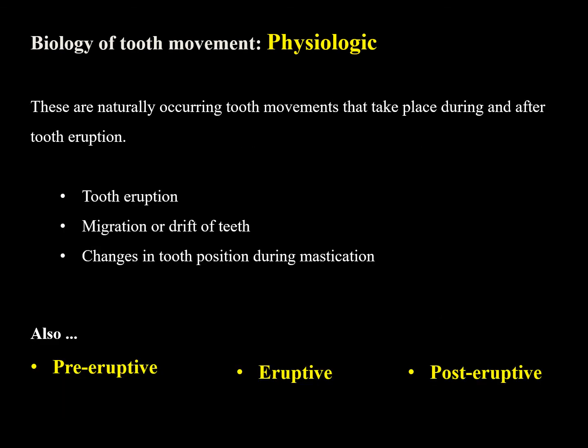Now coming to physiologic tooth movement, these are naturally occurring tooth movements that take place during and after tooth eruption. During tooth eruption, there are pre-eruptive, eruptive, and post-eruptive stages. Also, the movement you see in any kind of migration or drift of teeth, and also the kind of movement you see when changes in the tooth position occur during mastication. So these are all the different examples of physiologic tooth movement.